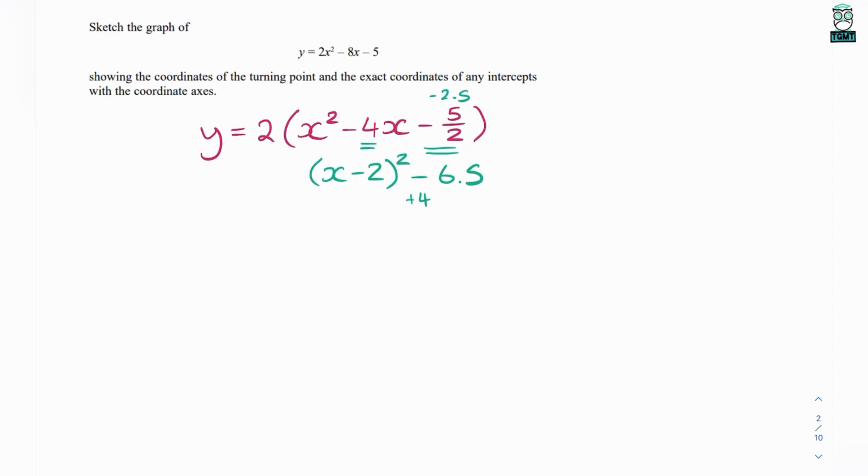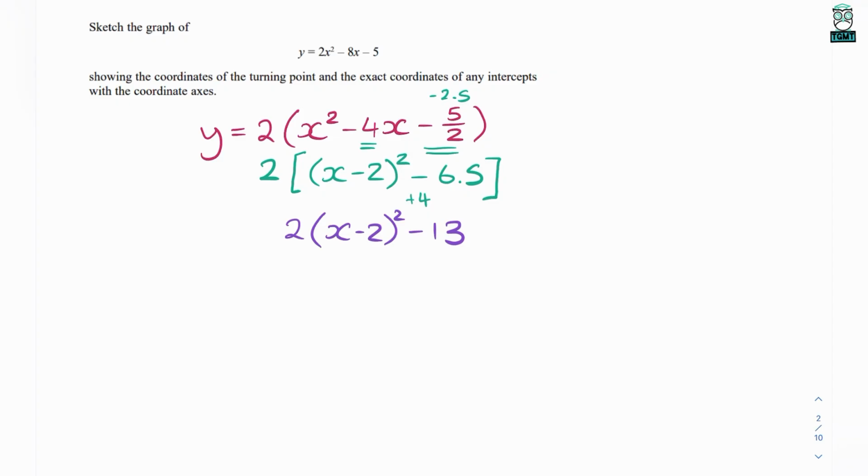Now of course we have a 2 on the outside, so I can't forget about the 2. I have to put in another bracket. You can either use a bigger bracket or you can put in a square bracket, it doesn't really matter, but we have to reincorporate that 2 on the outside. Once we've done that, you've got to multiply that 2 back in, so 2 lots of the x minus 2 squared we can just write as 2 lots of x minus 2 squared. And that negative 6.5, we can actually multiply that by 2. So 2 times negative 6.5 will be negative 13. We have now completed the square.